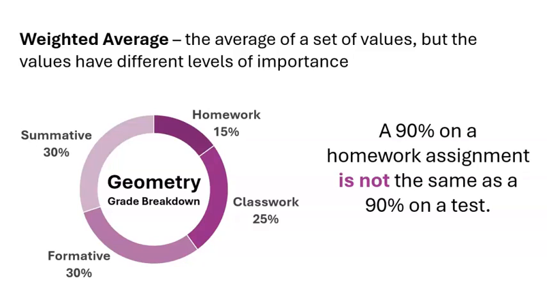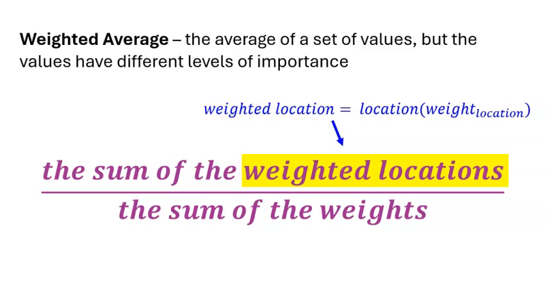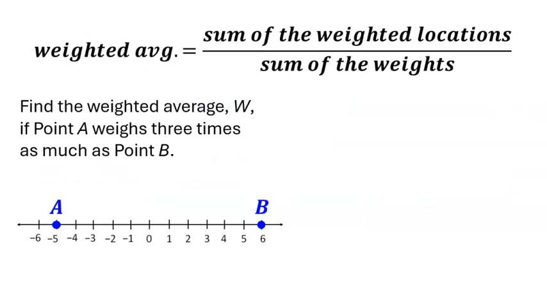And so we know that we've worked with weighted averages before. We kind of understand that some things have more value than others. So to calculate a weighted average, we're going to take the sum of the weighted locations and we're going to divide by the sum of the weights. And so a weighted location is just a location times the weight of that location. And this is going to make more sense when we start to plug it into the formula. So let's go ahead and get started.